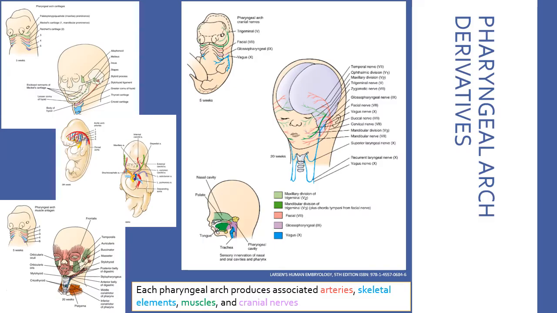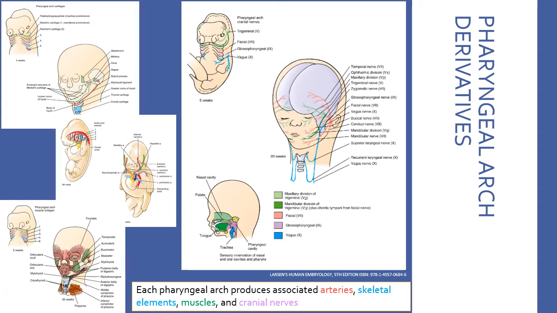All right, derivatives of the pharyngeal arches. So table 17.1 in your book goes over all the different derivatives in wondrous detail. You do not need to memorize them all. I would like you to know the ones that we highlight in the course of the class and discussion of various syndromes, but you don't need to memorize them all.